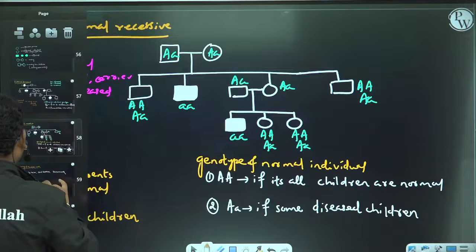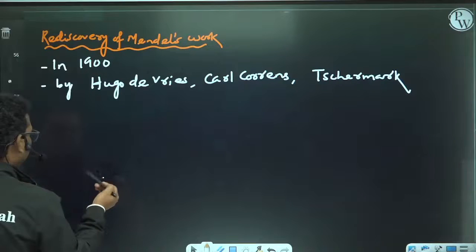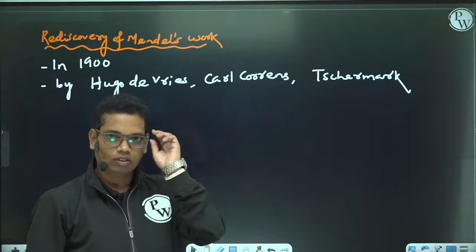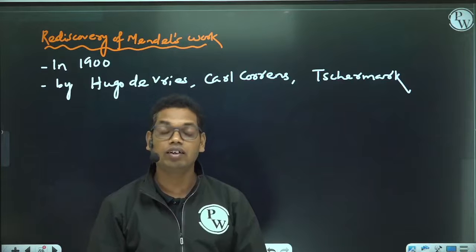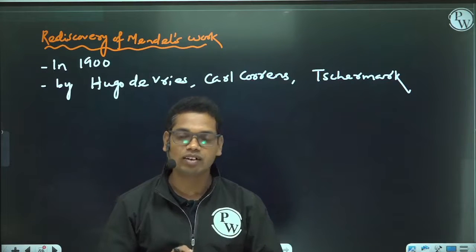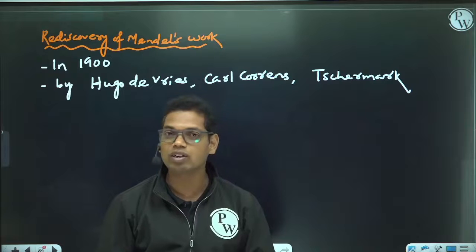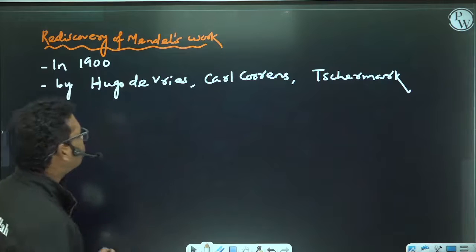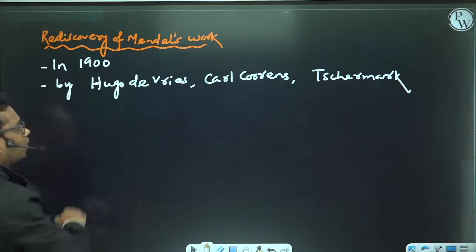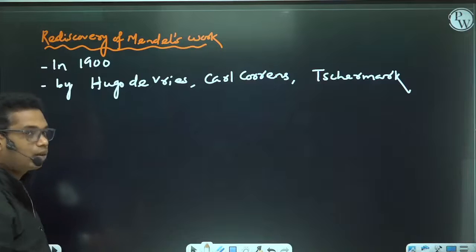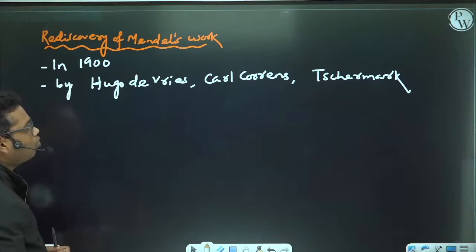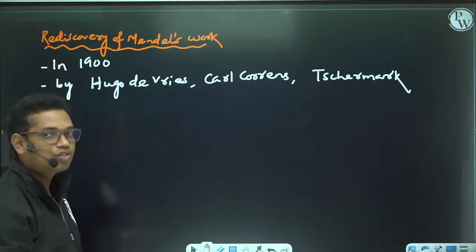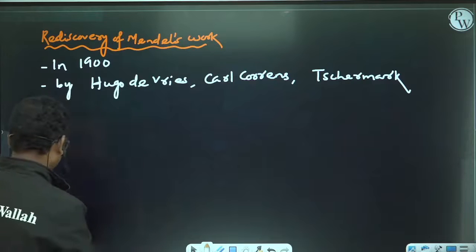Let me explain you the last point. Mendel experimented on pea plant and he took 7 characters. He took 14 varieties. Okay, and he performed this experiment for 7 years from 1856 to 1863, and his work was rediscovered in 1900 by 3 scientists independently, and the scientists who rediscovered Mendel's work were Hugo de Vries, Carl Correns, and Tschermak. Okay, so this is another point.